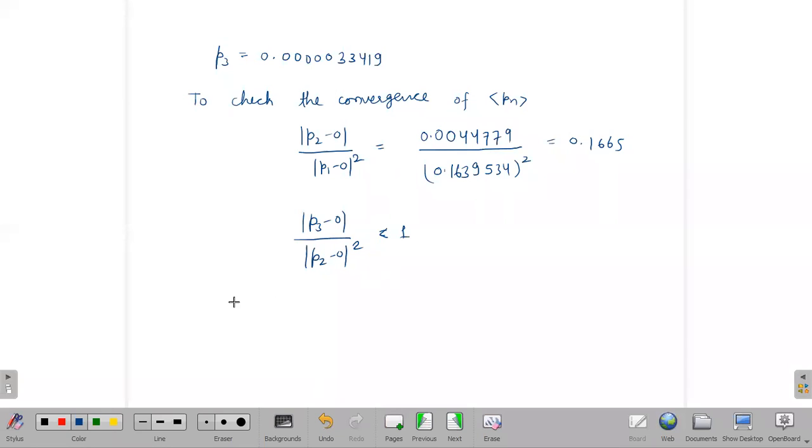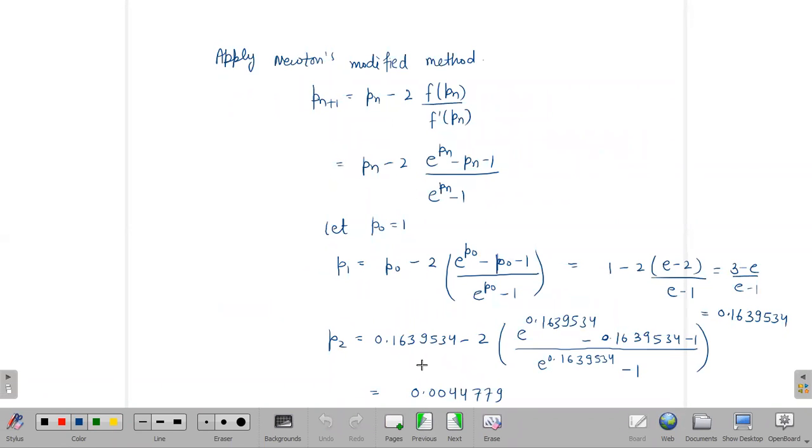So from here you can say that Pn converges to 0 quadratically. Okay. So you can apply that method also, the formula that we have done in the previous lecture. In that case, you have to find the double derivative also. But if multiplicity is given, you can use this formula. That is the easy one.